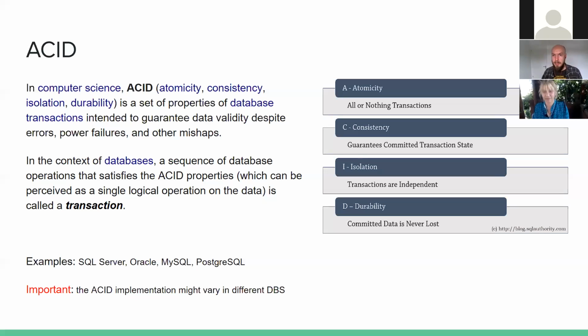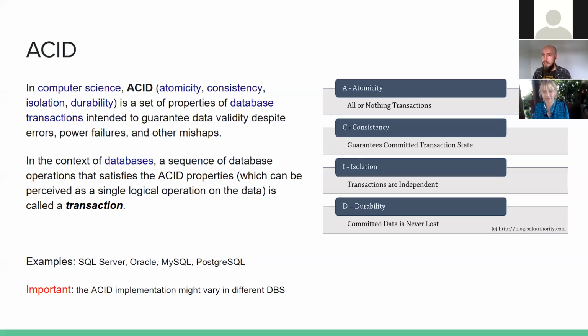That's really important. Isolation, the third one. It means that all transactions are isolated from each other. If you start transactions 2, 3, 5, 10,000 in parallel, there is no way that they will intersect and affect each other. They are isolated, and that's also important. The next one is durability. Committed data is never lost.